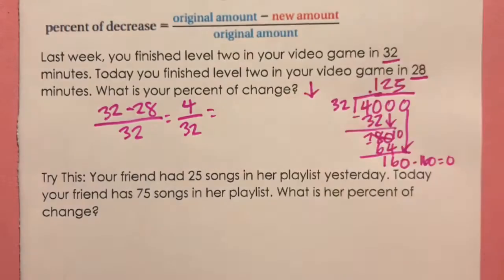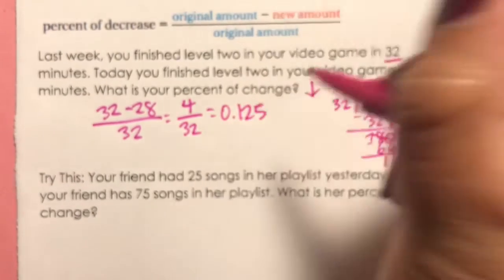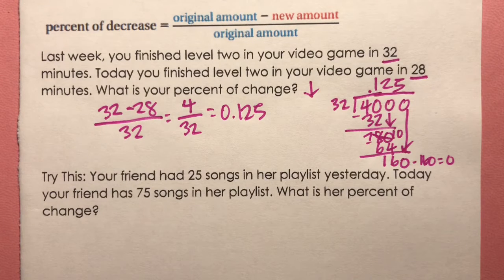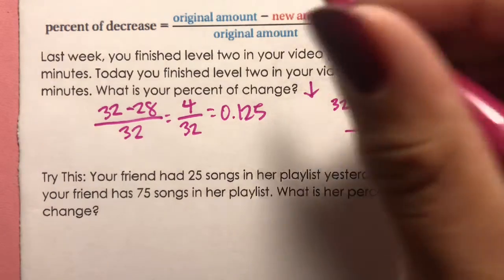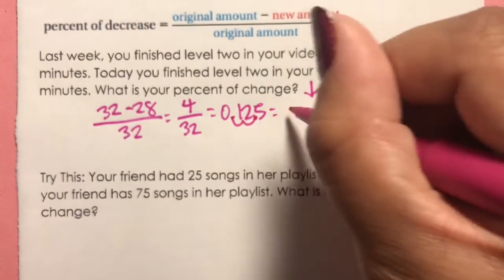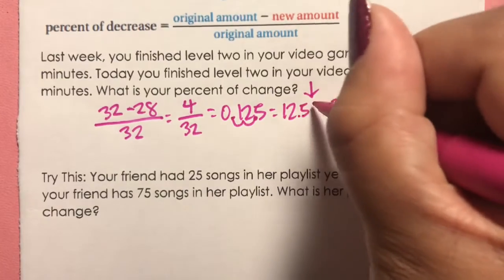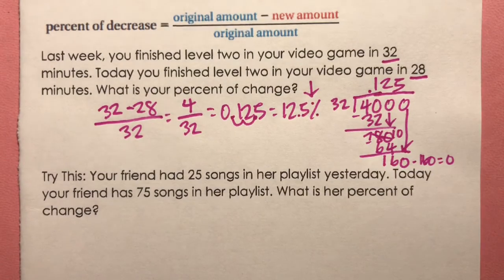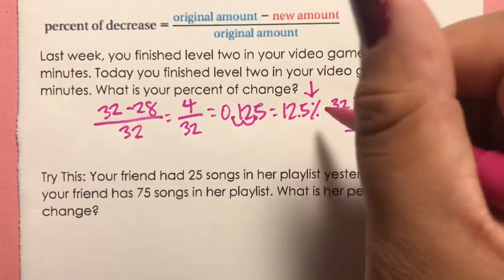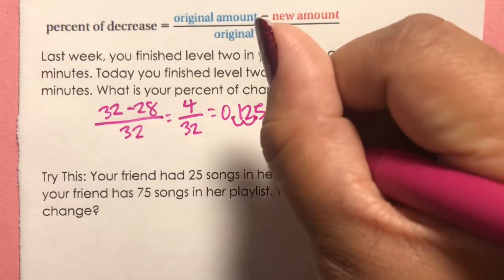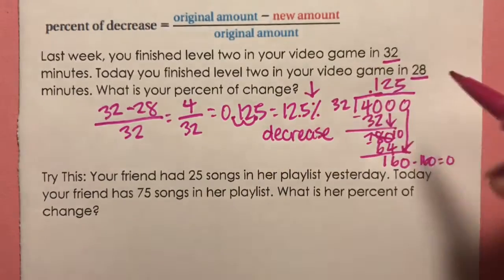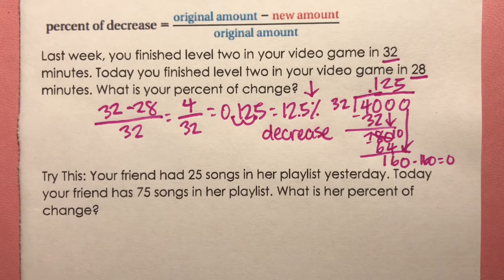Now we have our decimal, but we do not have our percent. To turn that decimal into a percent, we need to move the decimal 2 place values to the right, because you're making a decimal into a percentage. If you're turning a percentage into a decimal, which is what we've been doing lately, you move the decimal 2 places to the left. But we're turning a decimal into a percent, so we move it 2 places to the right. So we have 12.5%, a 12.5% decrease because the number of minutes went down.